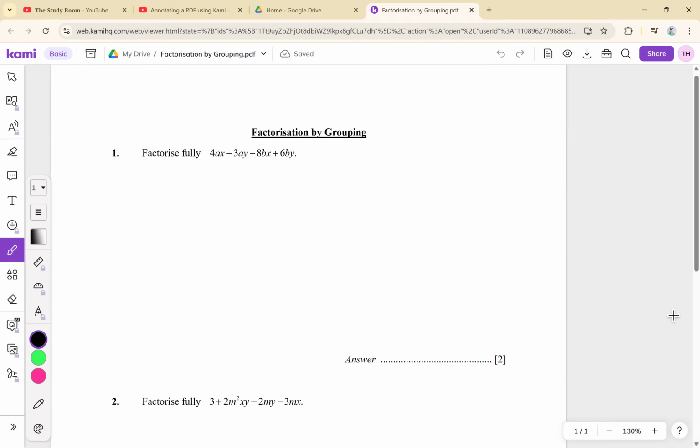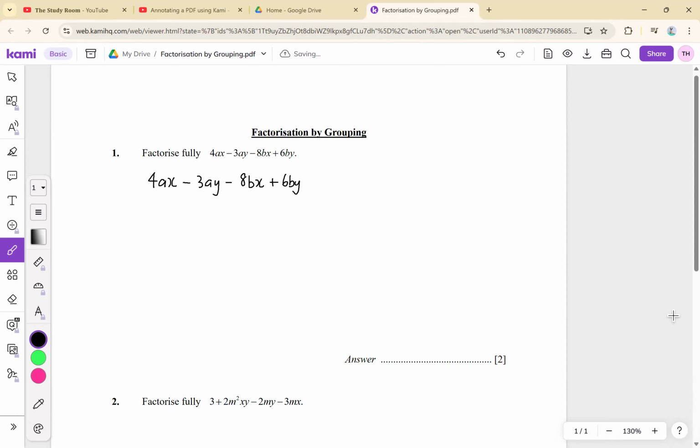Let's take a look at the first question. For the first question, we are asked to factorize fully 4ax minus 3ay. Let me write down the question. 4ax minus 3ay minus 8bx plus 6by.